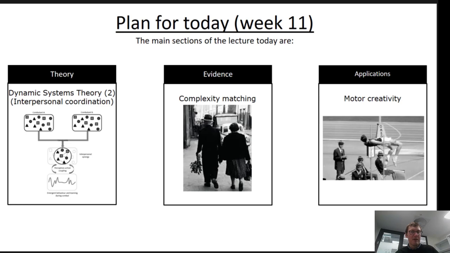So we'll be looking at this dynamical systems theory again, but now talking about how it gets expanded to situations where we're coordinating our behavior with other people. We'll look at some of the evidence that supports this and then some applications for helping people to develop and find new skills, called creativity or motor creativity.